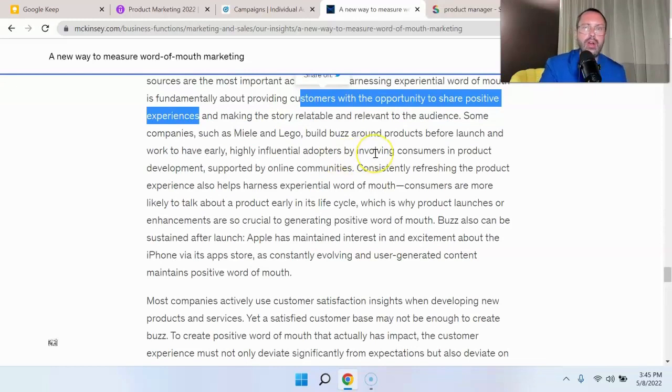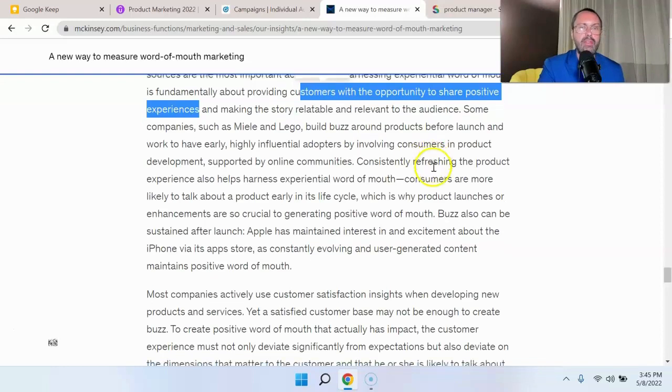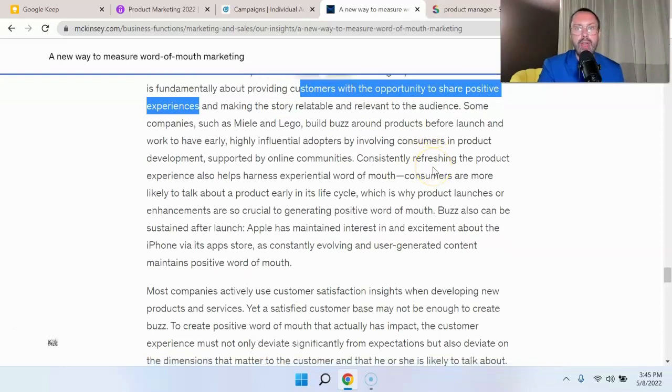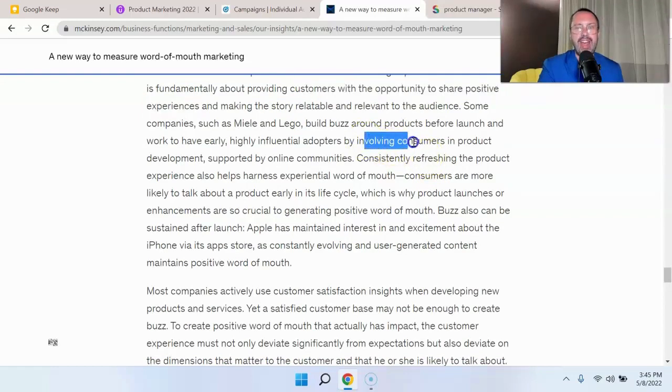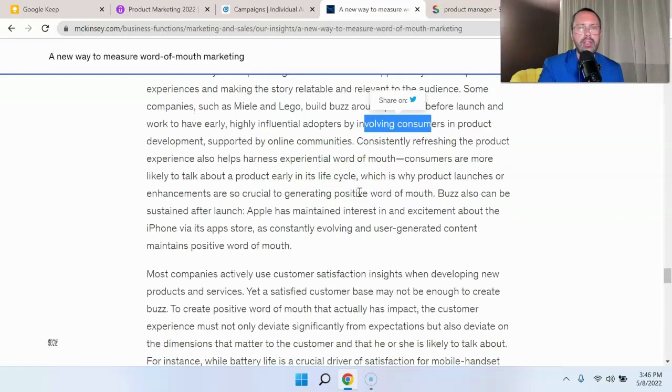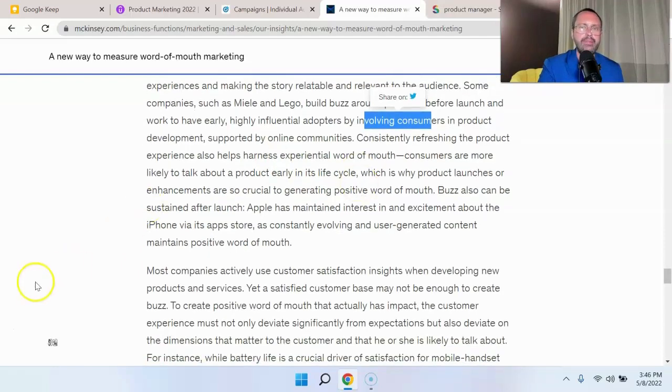You could also build buzz around products before launch. And one way to do that is to have influential adopters be part of an advisory committee. Maybe you give them some sort of special status and involve them in the product development, or perhaps if they're not involved in the product development, maybe they're just involved in the go-to-market. And you can have perhaps closed online communities to facilitate that feedback. You might want to create an advisory council or something, and perhaps there are certain badges they get for participating.